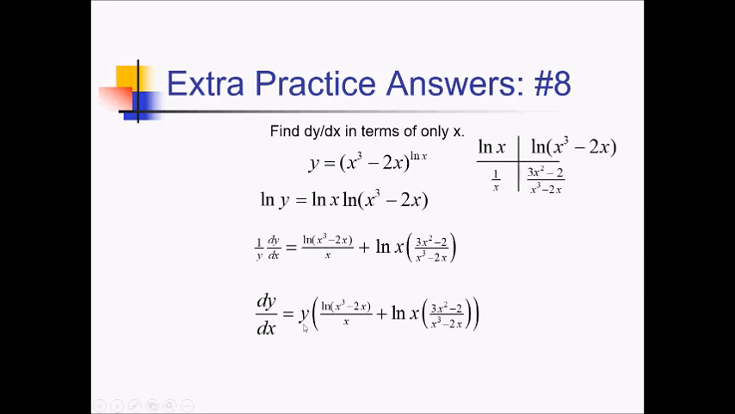And then they did say they wanted dy dx in terms of x only. So this y here, I can't leave this in my answer. I have to replace that with what y actually equals, which in the beginning they said was x cubed minus 2x to the ln of x. So I'll just put that in there instead. And that's it for this one.